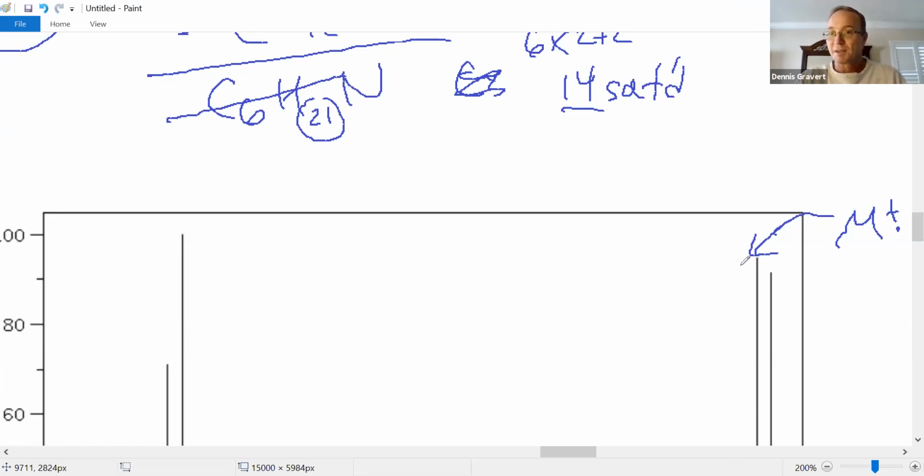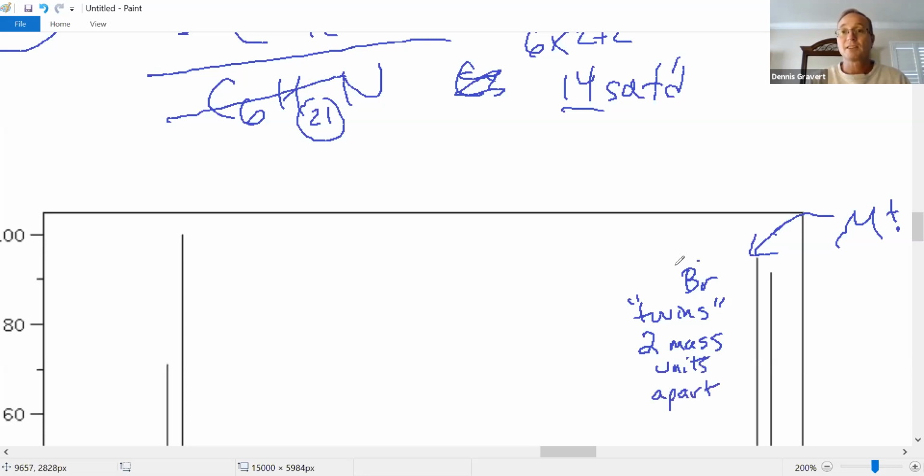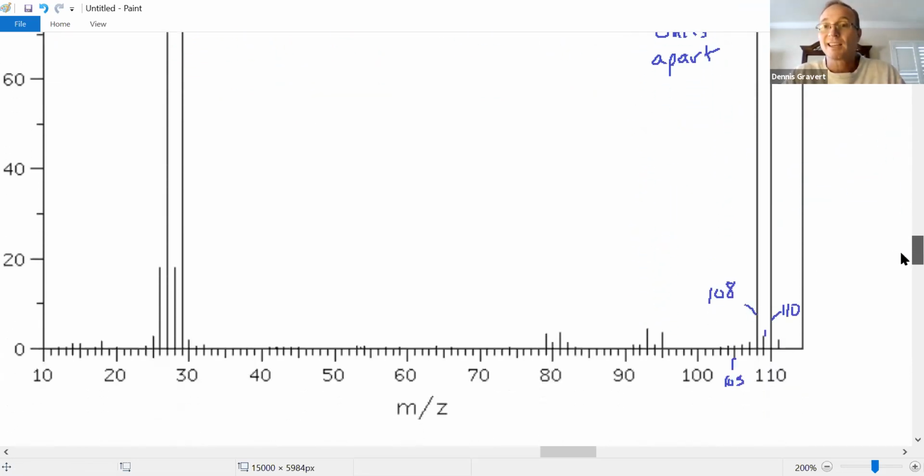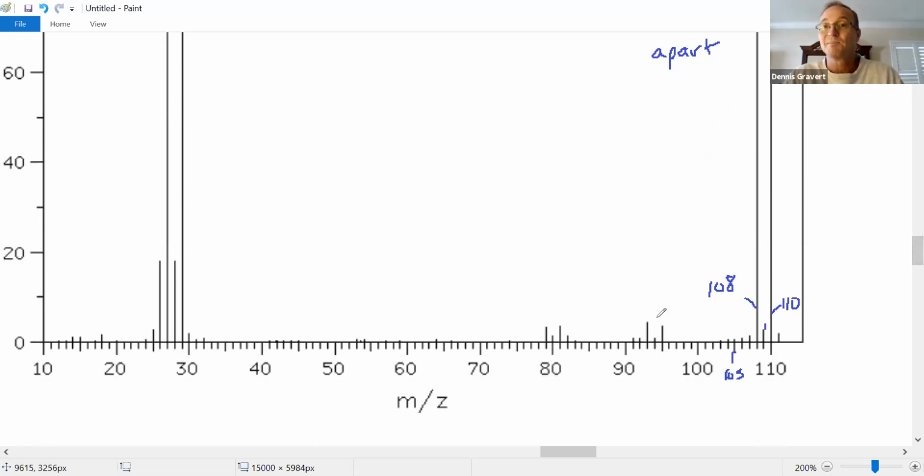So if you see twin peaks, nearly the same height, 2 mass units apart, that indicates bromine. That tells you you have a bromine atom in your molecule. And guess what? If the molecule falls apart and keeps its bromine, you'll see more twins. So here's another twin, and here's another twin.